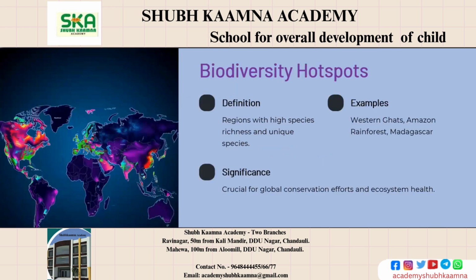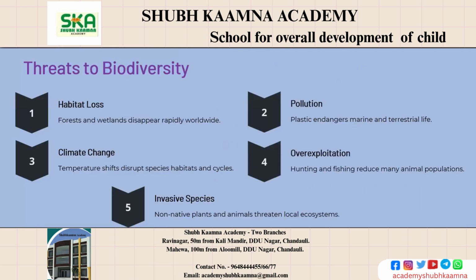So moving toward biodiversity hotspots. In that, some places on Earth have especially high numbers of unique species. We call these biodiversity hotspots. Examples include the Western Ghats in India, the Amazon rainforest, and Madagascar. These areas are crucial for protecting global biodiversity and keeping ecosystems healthy.